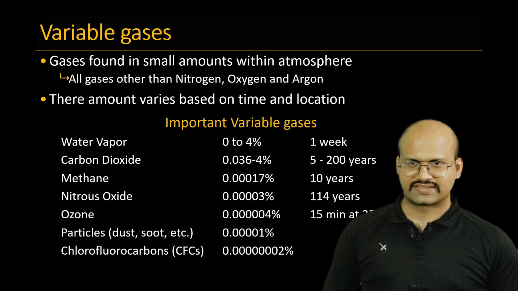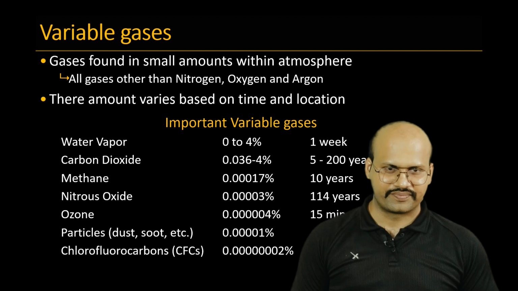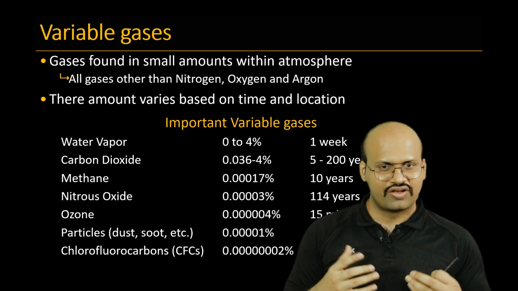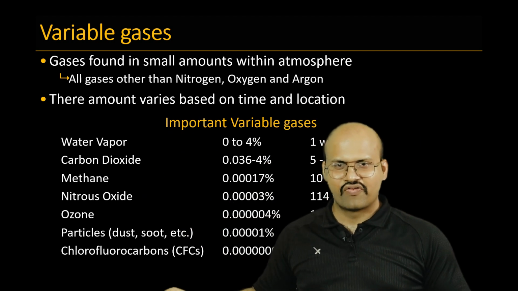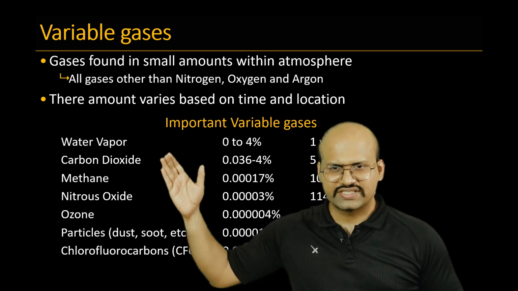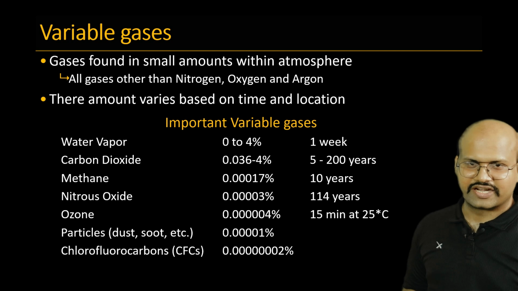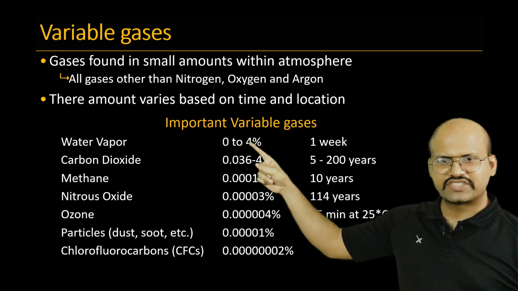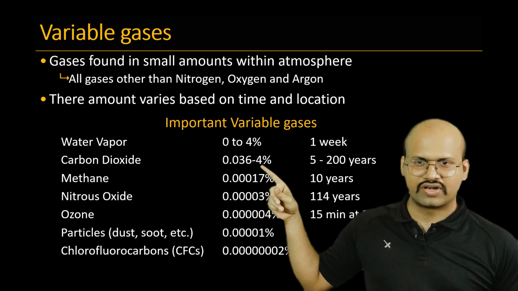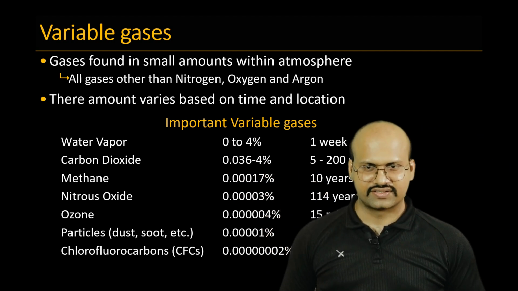Now let's see the variable gases. Gases found in small amounts within the atmosphere whose concentration varies with time are called variable gases. And all gases other than nitrogen, oxygen and argon are called variable gases. So all these are examples of variable gases, except these particles. These are solid particles. You can see here the amount or proportion of these gases and their average lifetime in the atmosphere. You can see that the average amount of these gases is very less in our atmosphere. Carbon dioxide and water vapor only make some significant amount. Other than that, all these variable gases are present in very small fraction.